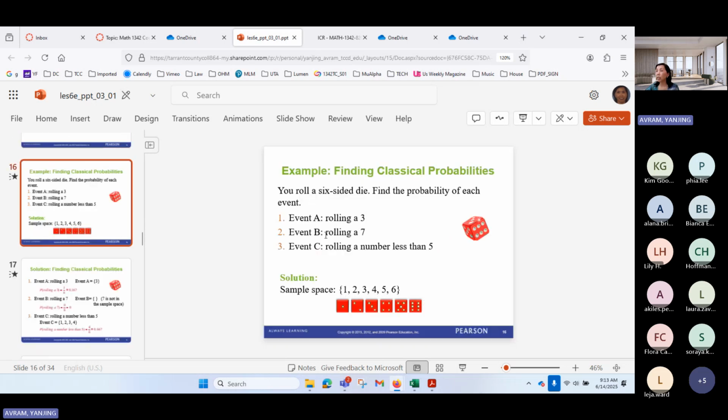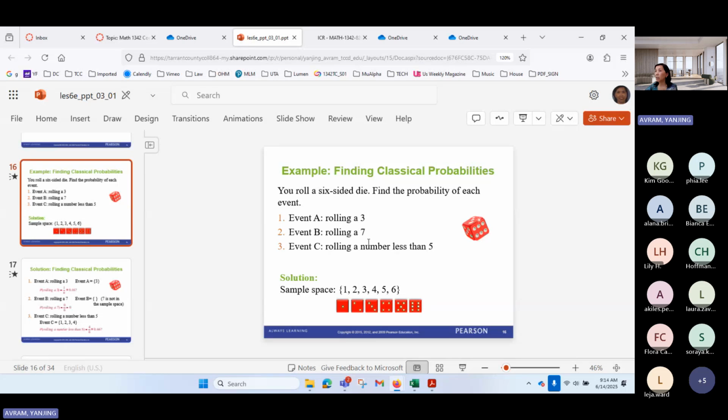Look at this one right here. Find the classical probability for rolling a 6-sided die. What is the event? You're going to get a 3. Well, you have just one 3 out of 6. The sample space is from 1 to 6, and the event of rolling a 3 will be just 1. So it's 1 out of 6.